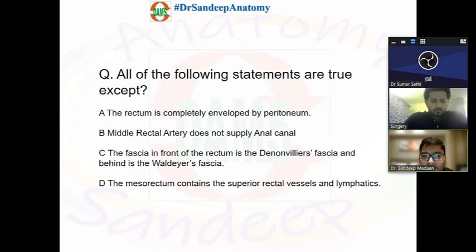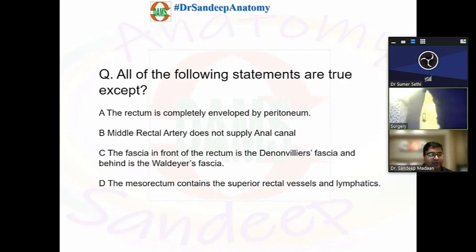Rectum is completely enveloped by the peritoneum. Middle rectal artery does not supply the anal canal. The fascia in front of the rectum is Denonvilliers' fascia, and behind is Waldeyer's fascia. And the mesorectum contains the superior rectal vessels and the lymphatics. Now tell me in the chat box, what do you think will be the answer here?